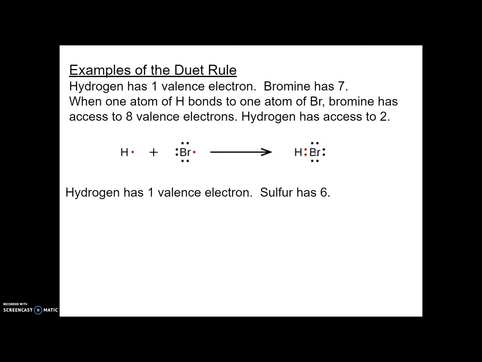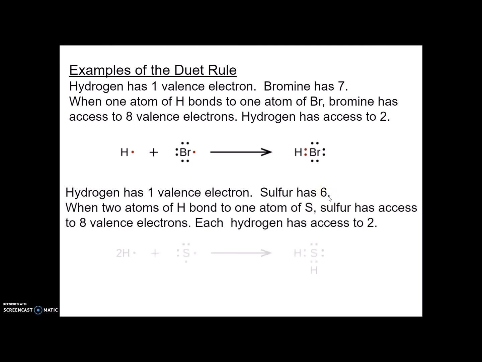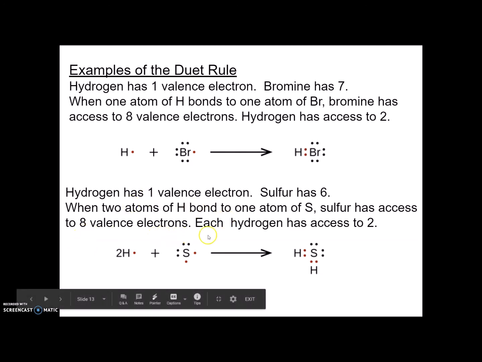Hydrogen bonding with sulfur. Now this time, hydrogen has 1 valence electron. Sulfur has 6 valence electrons when it's neutral. We're going to need more than just 1 hydrogen atom. We need 2 atoms of hydrogen in order to satisfy the octet rule for sulfur. Well, that's no problem. When 2 atoms of hydrogen each share 1 of their electrons, sulfur now has access to 8 valence electrons, and each of the hydrogen atoms has access to 2.